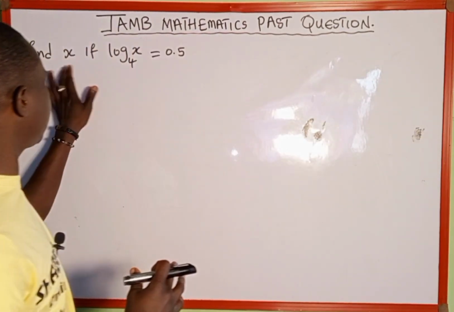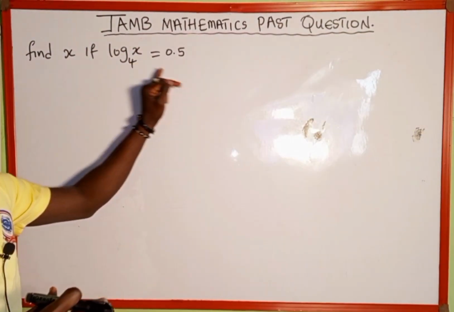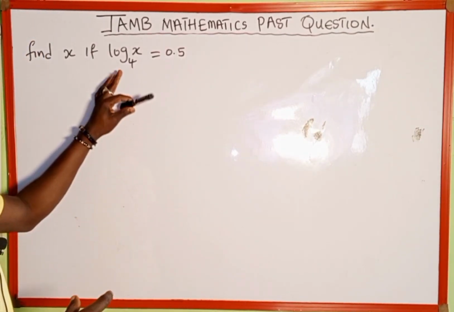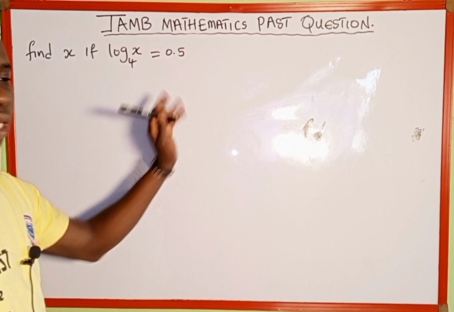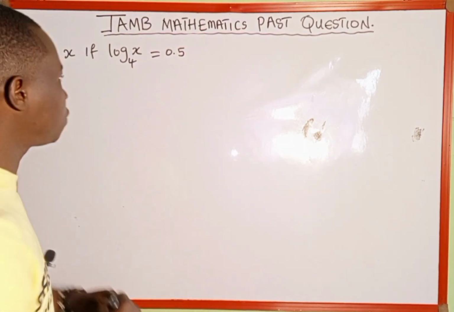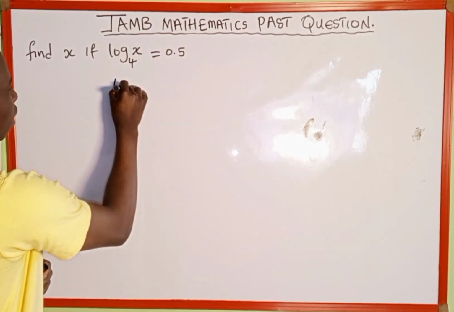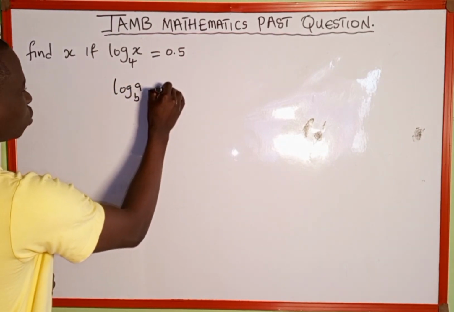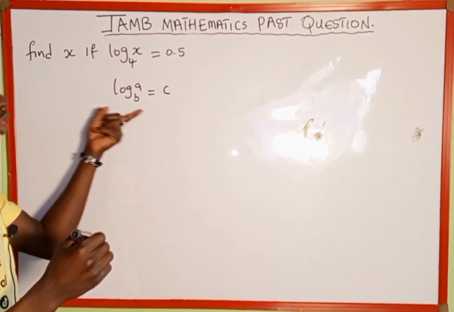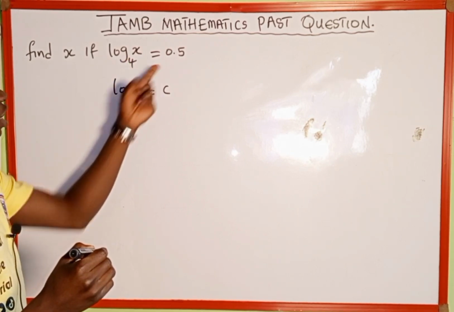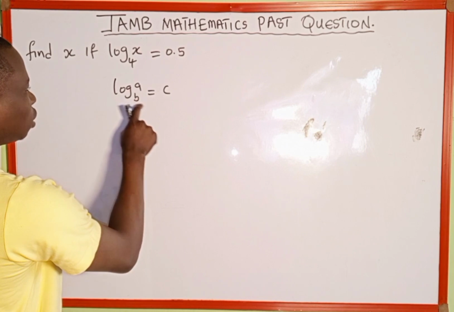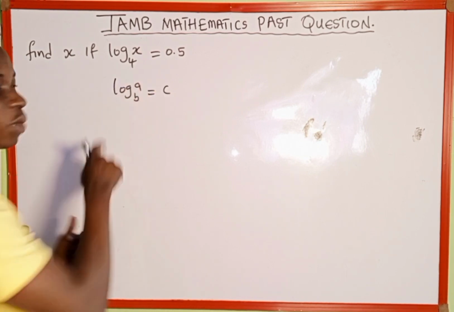We should find x if log x to base 4 is equal to 0.5. So this is a logarithmic equation. To solve for the value of x from this equation, we're going to recall one of the properties of logarithm that says when we have log of a to base b is equal to c, what we are going to do is to raise this b to the power of c, then we equate it to a.